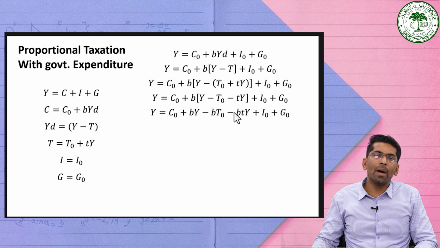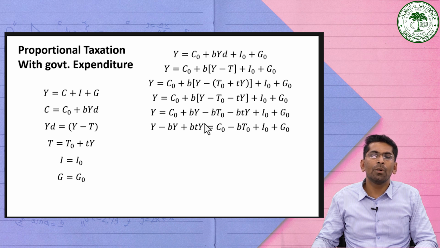Now the y terms I am going to take to the left side of the equation. So here we have By and Bty. I am taking them to the left side of the equation, so it will go as minus By and plus Bty, which is equal to what is remaining: C0 minus Bt0 plus I0 plus G0.